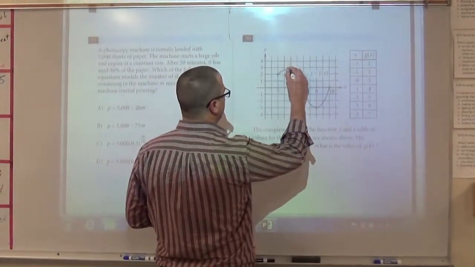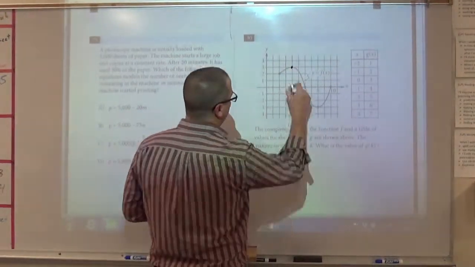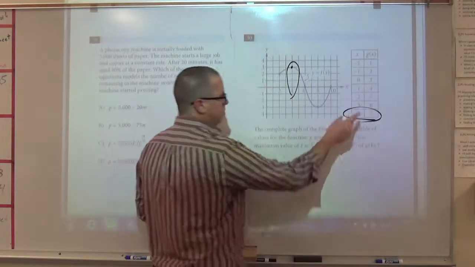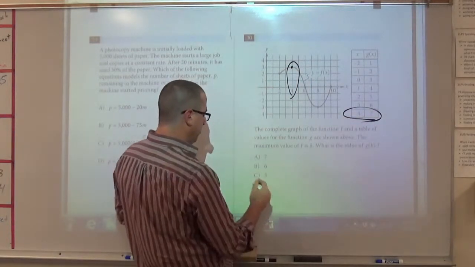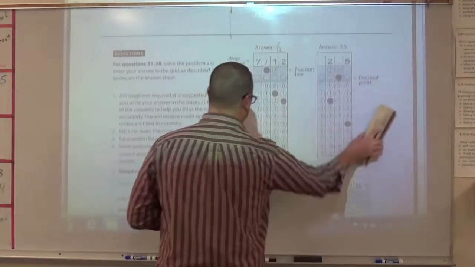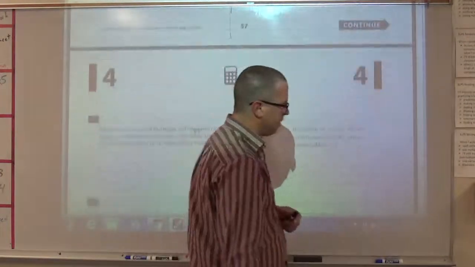So right here is where the max happens, and that's at 4. So that means right here is where it happens on g. So our answer is 7. Now we're in the griddable section, so you don't get to guess, you just have to make a number.